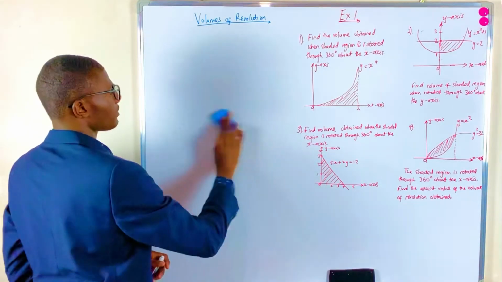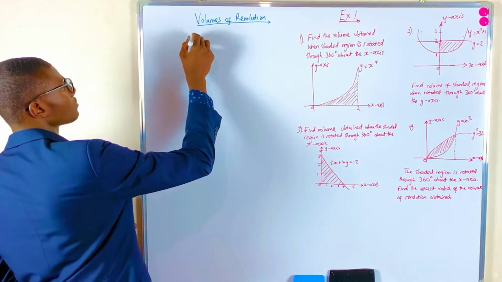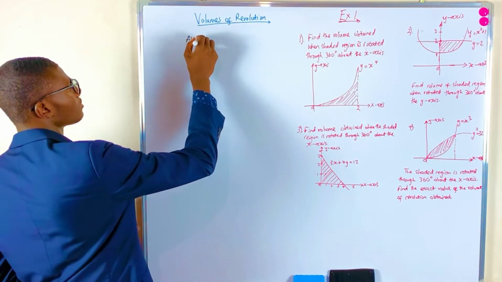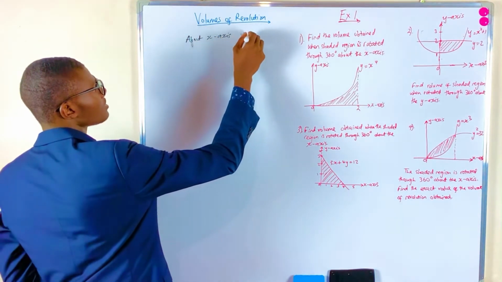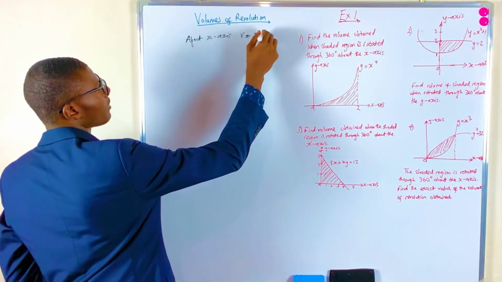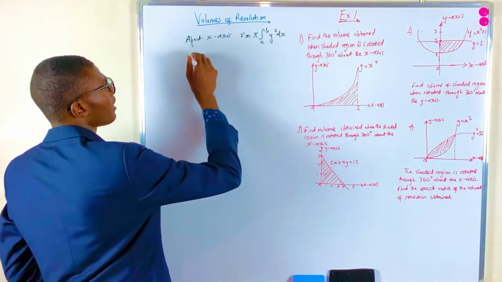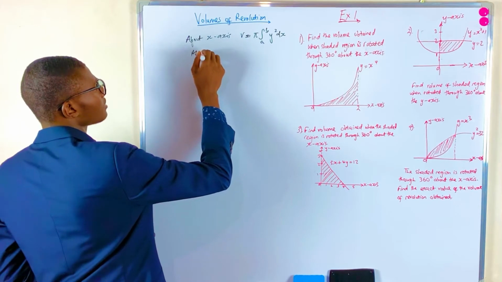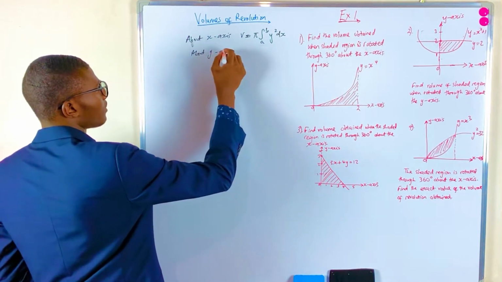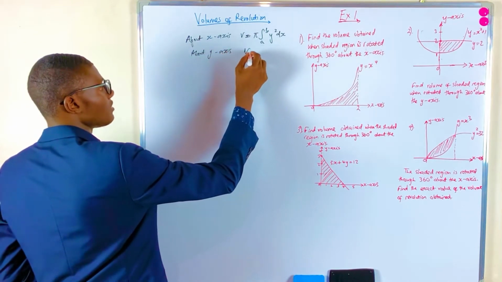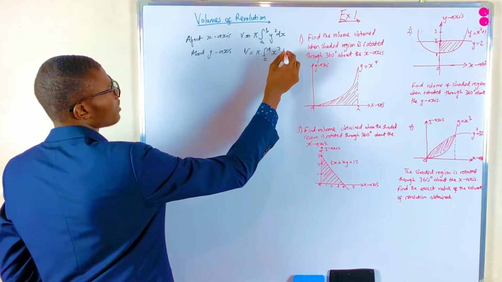Allow me to erase this and put the quotable results that we shall use. So we said about the x-axis, V is given by pi integral from a to b of y squared dx. And about the y-axis, V is given by pi integral from c to d of x squared dy.